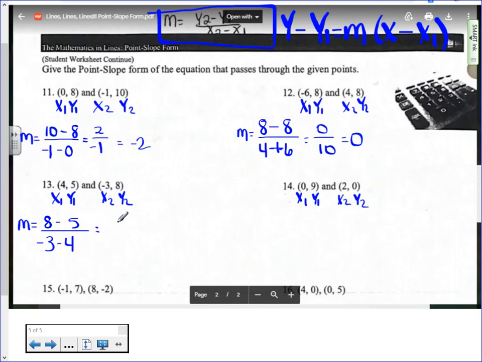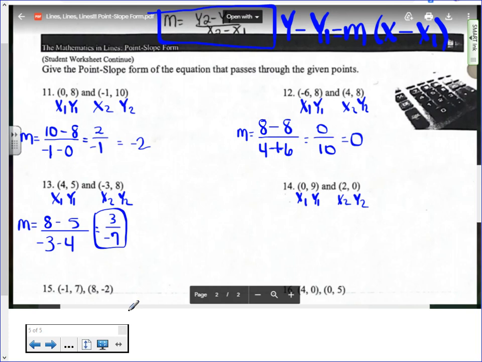Okay, so what is 8 minus 5? And what is -3 minus 4? -7. If you divide this in your calculator, you're going to get a decimal. We don't want decimals. We're going to leave it the fraction. We are leaving this fraction alone. Don't mess with it.